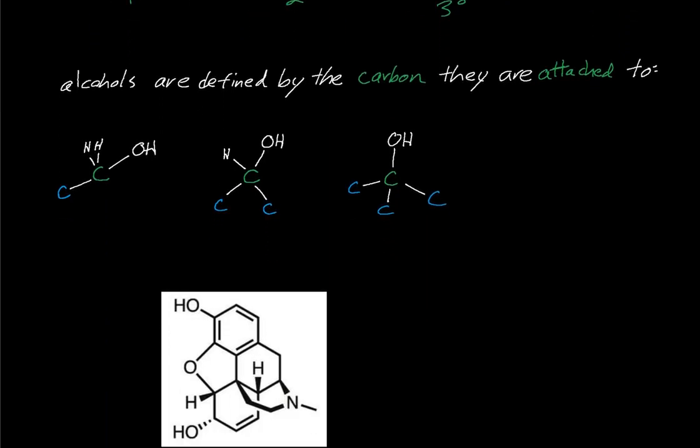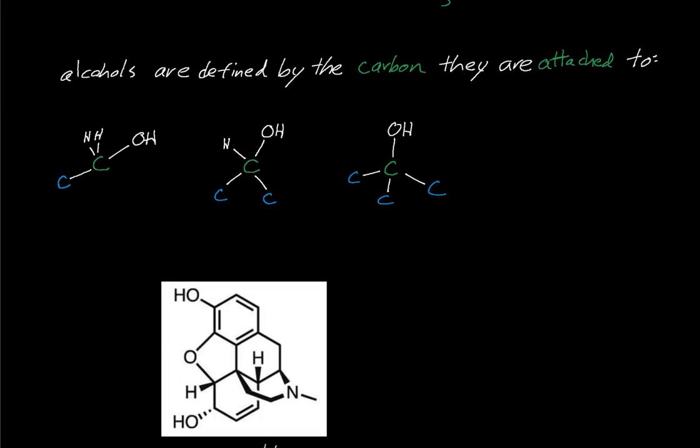Alcohols are a bit different. They're defined by the carbon they're attached to. So you're not looking at what's directly attached to the oxygen of the alcohol. You're looking at what's attached to the carbon that the oxygen of the alcohol is attached to. So here's our alcohol, oxygen. It's attached to a carbon that's attached to one other carbon. So that's a primary alcohol. This alcohol carbon is attached to two other carbons, so it's a secondary alcohol. The alcohol carbon here is attached to 3 other carbons, and so it's a tertiary alcohol. And you can't have a quaternary alcohol.